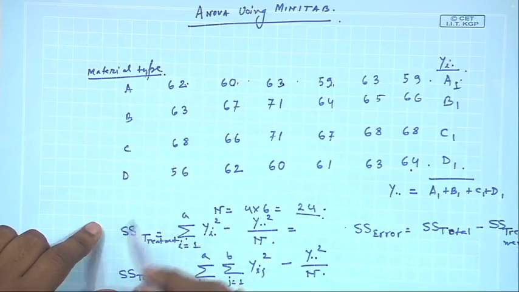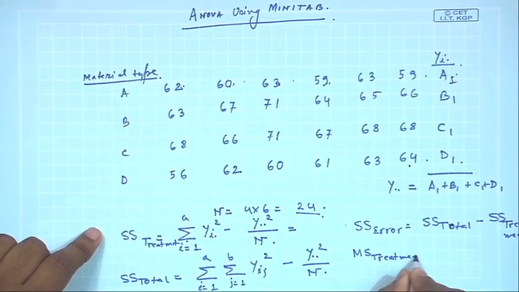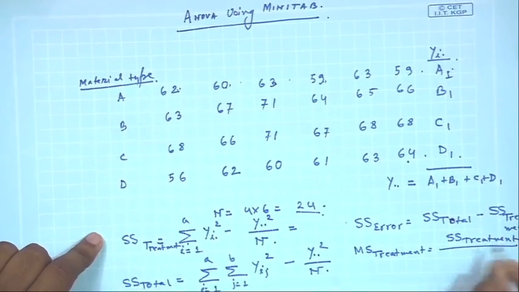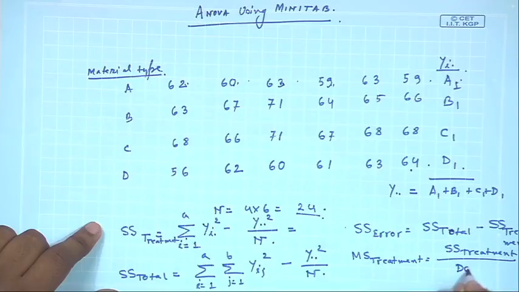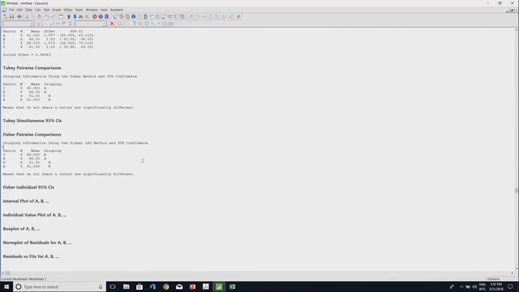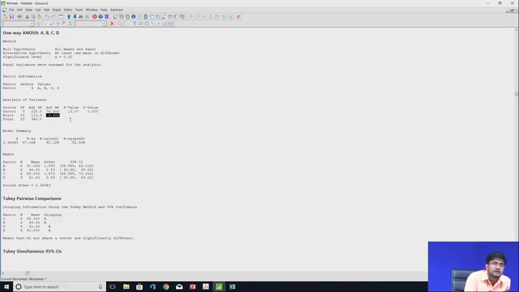Then we will get the MS treatment first, which is equal to SS treatment divided by the degree of freedom of treatment. In the same manner we will calculate MS error. So, in Minitab what we are getting is the SS treatment, the MS treatment, that is 76, and the MS error, this is 5.6.